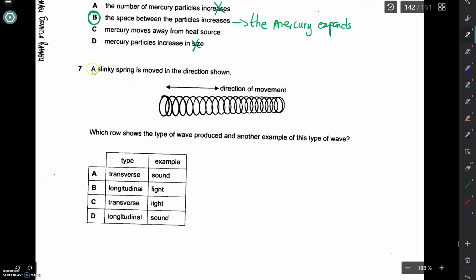Question 7 says a slinky spring is moved in the direction as shown. So this way and then that way. Which row shows the type of wave produced and another example of this type of wave? Well, this kind of wave is a longitudinal wave.